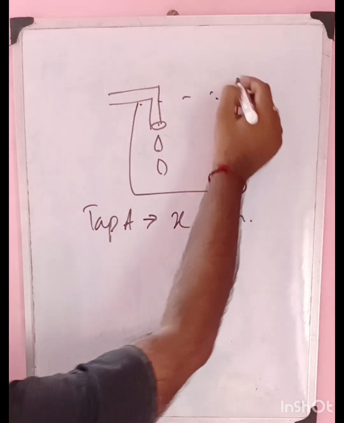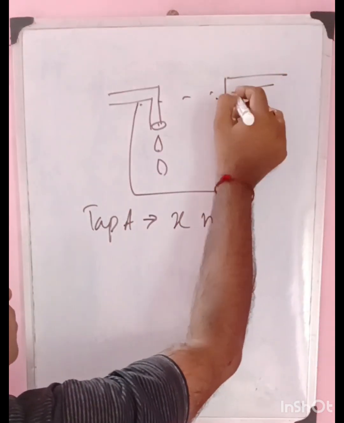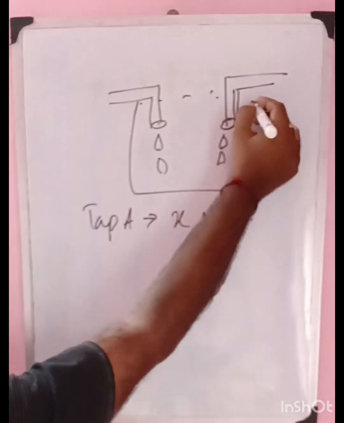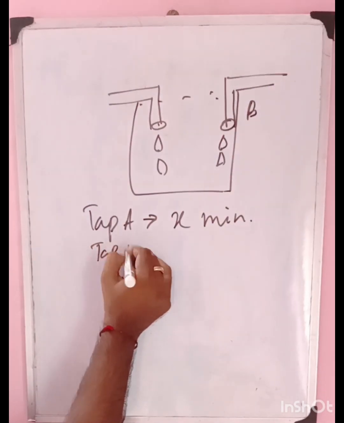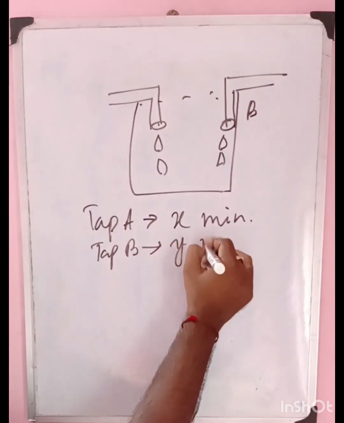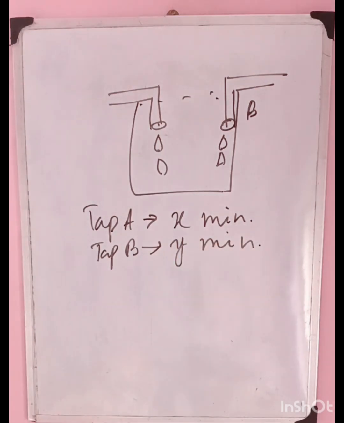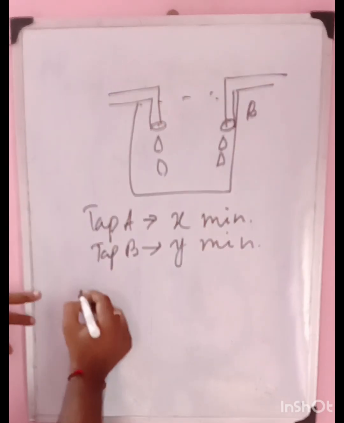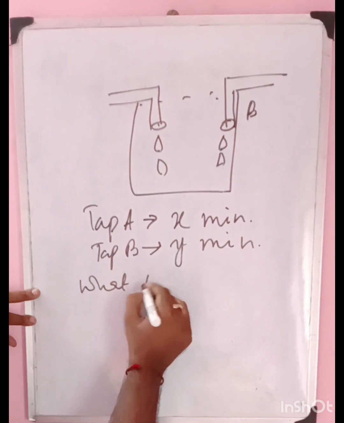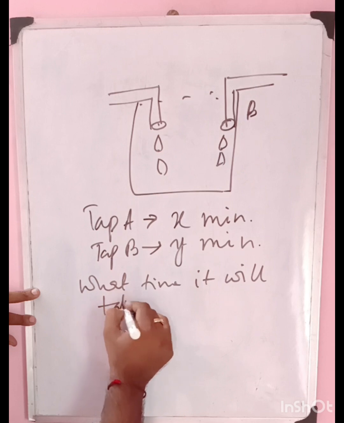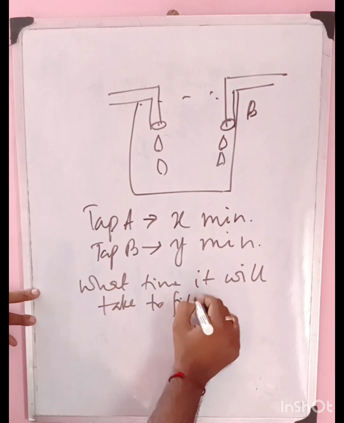and another tap B separately fills the tank in Y minutes. The problem is, if these two taps are operated simultaneously, then what time will it take to fill up the tank? Okay?